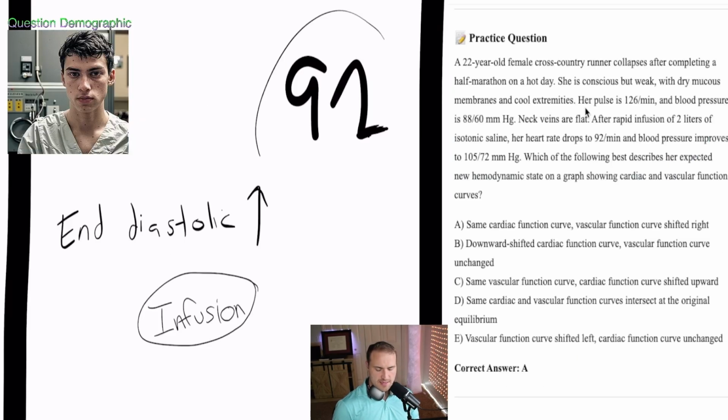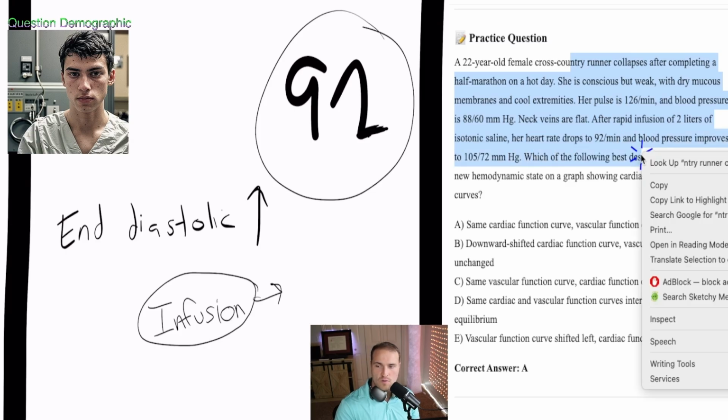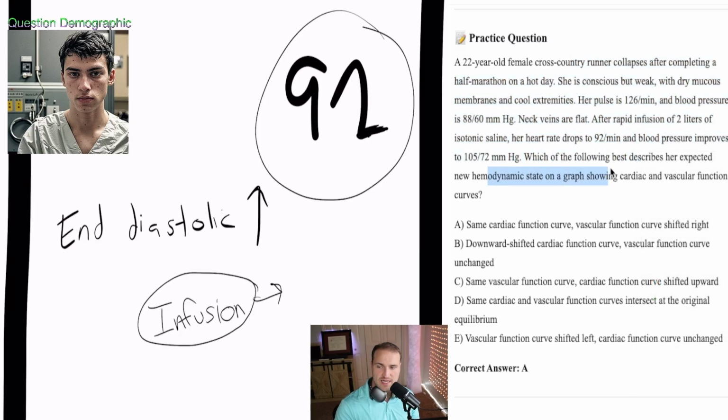All right, for question 92, I wrote down the word infusion because that's the most important part of this question. We have a 22-year-old female who collapses after a marathon. Look at that blood pressure, super low, neck veins are flat. But then we give her isotonic saline and the heart rate drops to 92. Blood pressure improves to 105. What best describes the new hemodynamic state on the graph showing cardiac and vascular curves?